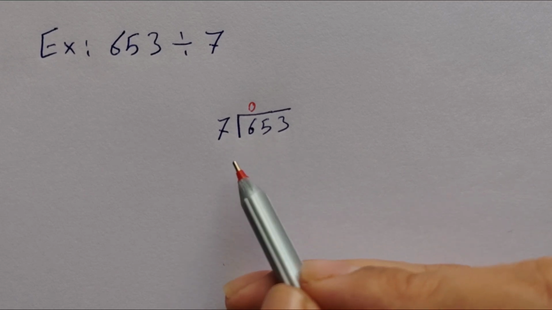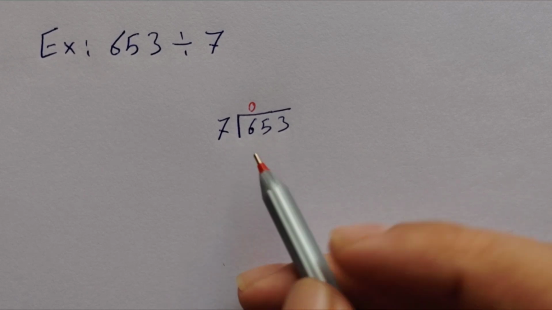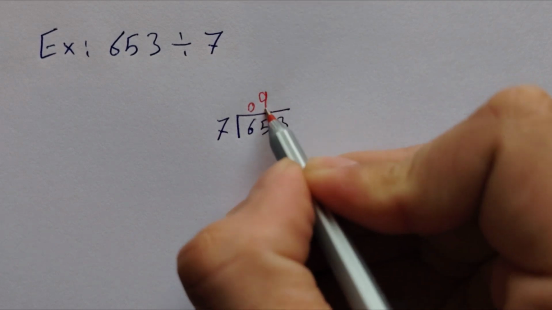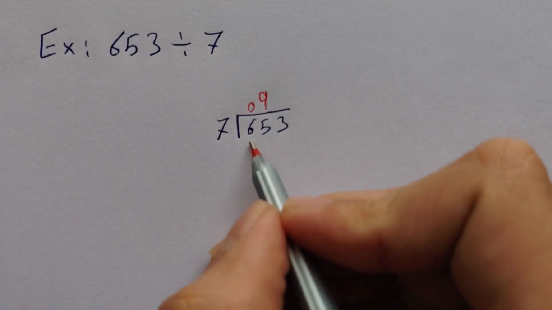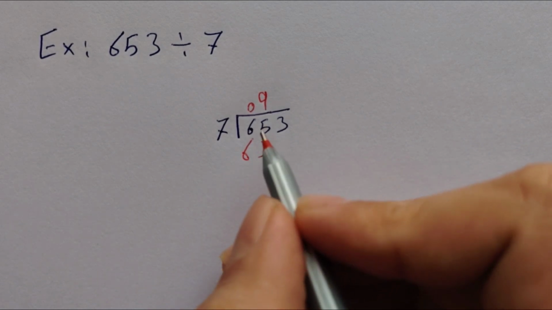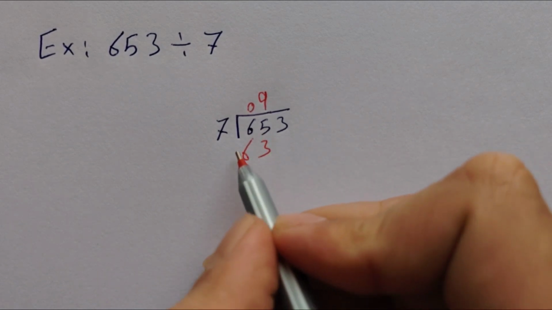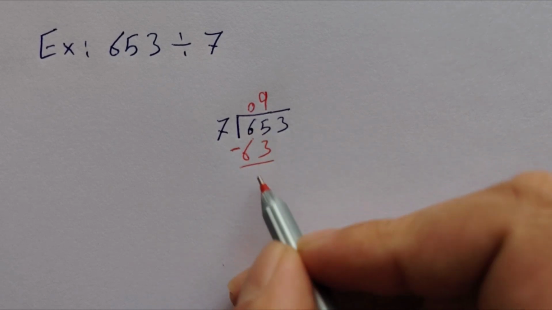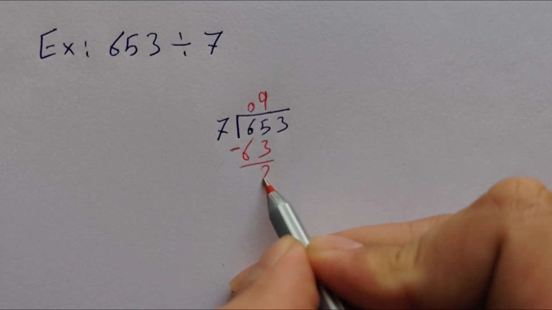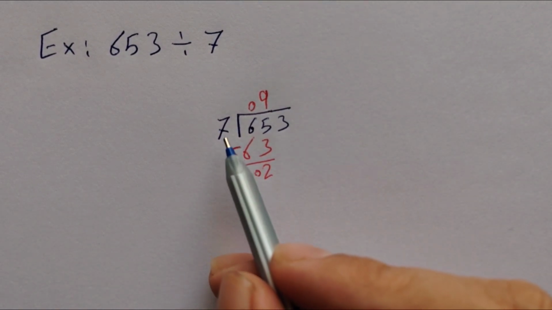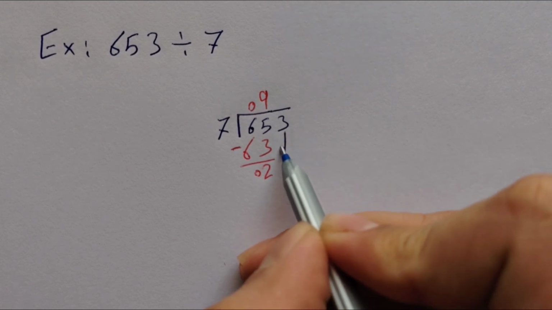The closest multiplication that we have of 7 is 9. 9 times 7 is 63. Okay, then we will check, can we do it? Yes, so we will proceed and say 65 minus 63, which is 2. Then we check, is the remainder less than the divisor? Yes, so bring down the next one.